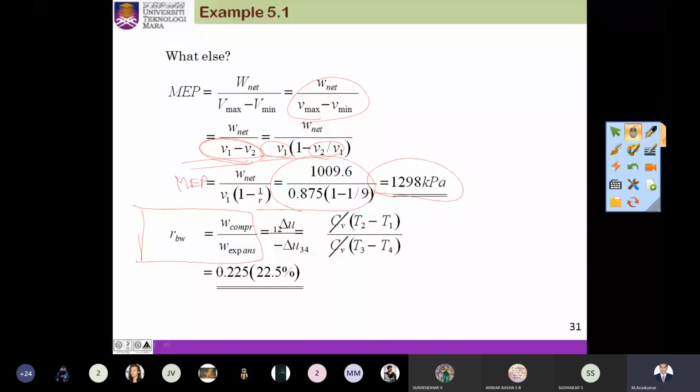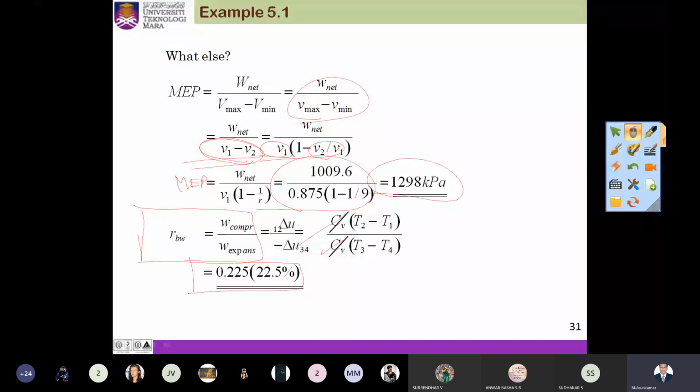So for W compression, from process 1 to 2 we have delta U as the compression work, and expansion is minus delta U, that is in the process 3 to 4. If you use the formula, delta U will be CV into T2 minus T1. Then for delta U for the 3-4 process, we have CV into T3 minus T4. Then we can cancel CV as a constant. Then we have T2 minus T1 divided by T3 minus T4. We know the values for T1, T2, T3 and T4. If you substitute, we can get the back work.